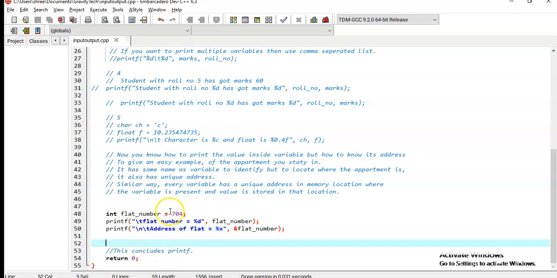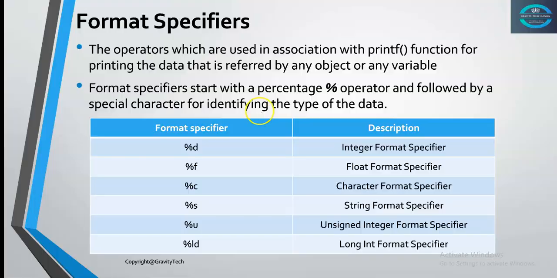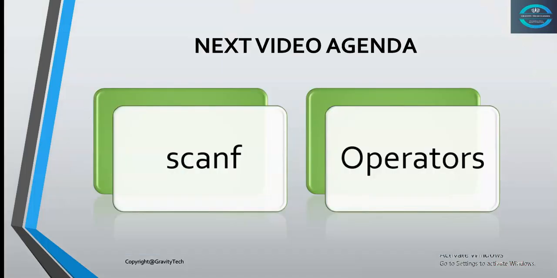Okay, so that's what we had from printf. Similarly, you can use %c, %f, %s, %u. %s is for the string, %c for the character, %f for the float, %u for, as we just saw, unsigned integer, and the address is always an unsigned integer. %ld is for long integer. This is what I had for this video.